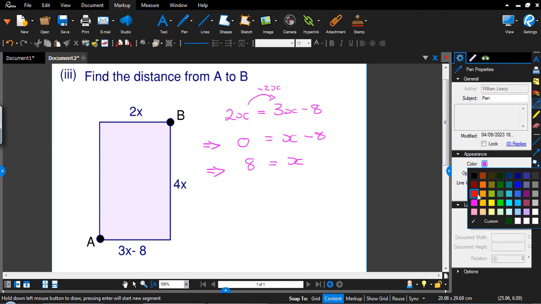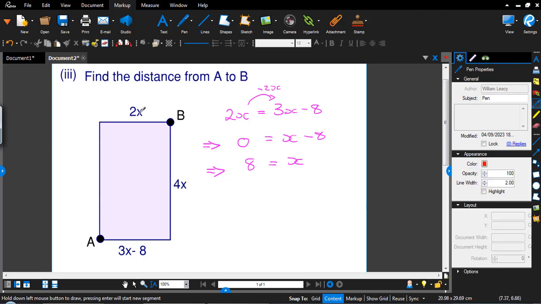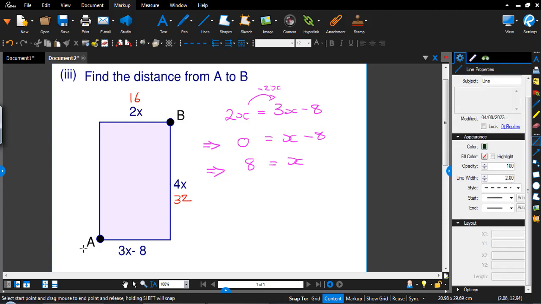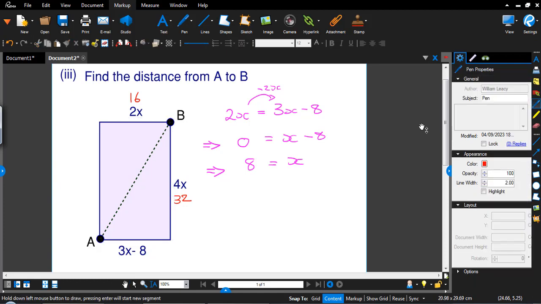Suddenly everything opens up for us. So we know if x is 8, well, 2 times x is 16. And we know that that height is 4 times 8, which is 32. So if you draw a little line here, from here to here, suddenly we have a right angle triangle. Whichever way you want to go, it doesn't matter. If that's 16, this has to be 16 down here, doesn't it? 3 times 8 is 24, minus 8 is 16. Same as that anyway.